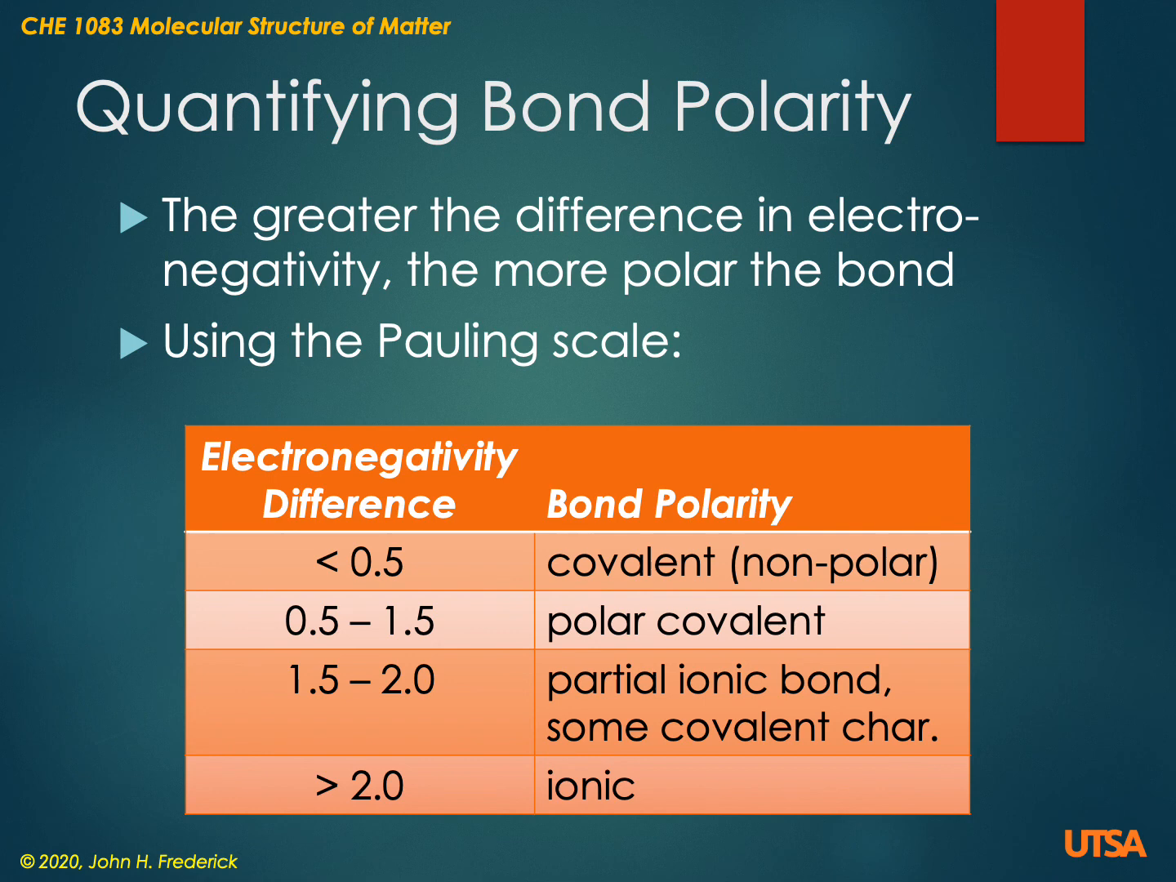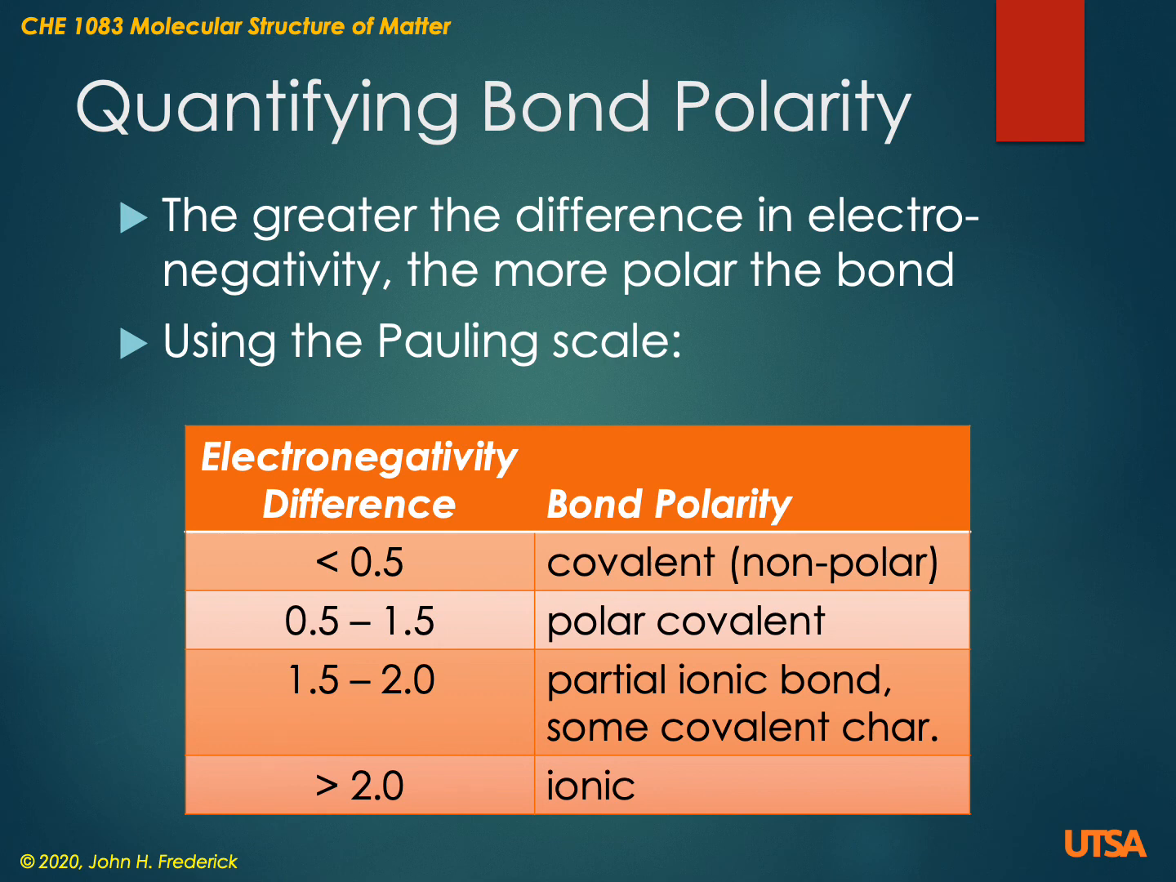However, if it's between 0.5 and 1.5, we're going to classify those bonds as polar covalent. That is to say, they are shared electrons, but they definitely lean toward one side of the bond. If it's between 1.5 and 2, that actually sort of elevates to another category, which I'll call partial ionic. It has some covalent character, but the charge is becoming more and more separated between the atoms. And then if the difference in electronegativity is greater than 2, then we'll call that definitely an ionic bond.